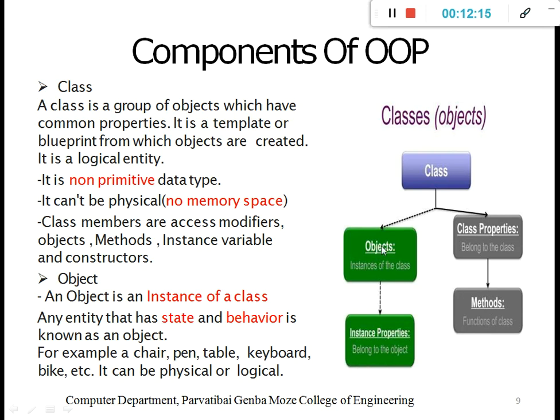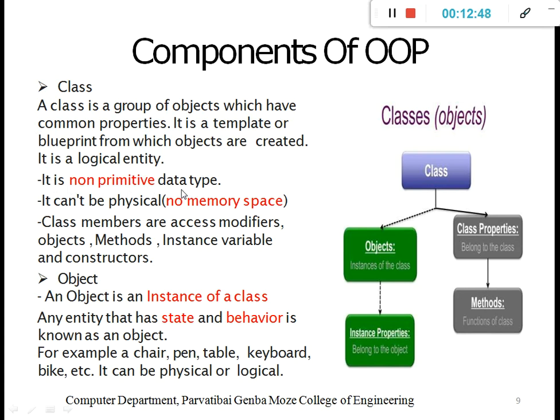That one is a simple scenario related to a component of object oriented programming. A class is a group of objects, like a car is a group of cars which have common properties. It is a template or blueprint from which objects are created. Car is one class, and an object is particular: your car is one object, my car is another object. It is a logical entity, a non-primitive data type.